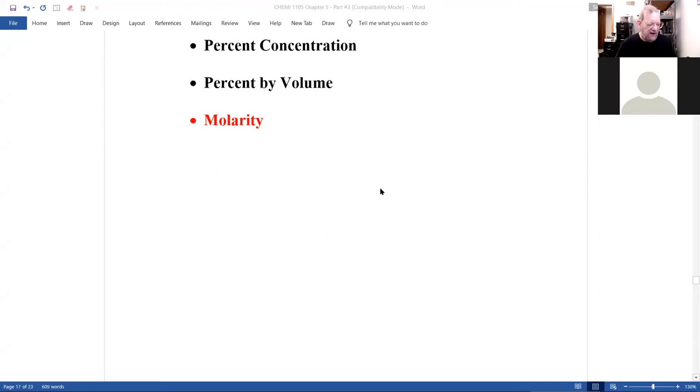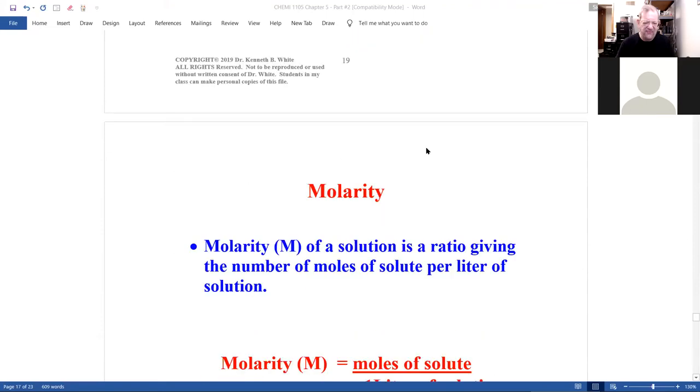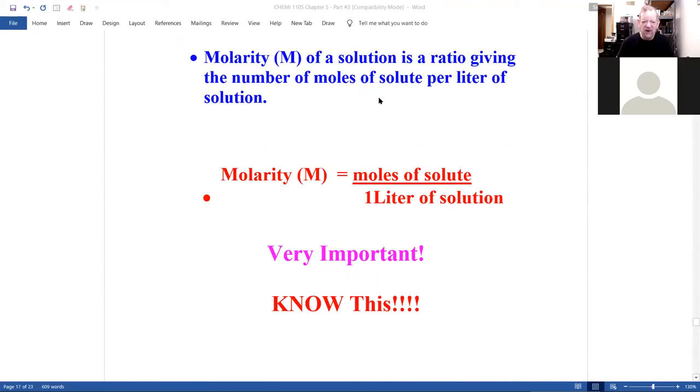what is molarity? Molarity is a way of describing what we call concentration, how much of a solute is in a solution. Remember, a solution has solvent, the chemical that's present in a solution in the greatest amount, and all other chemicals are called solutes. So what is this molarity? And molarity, which is abbreviated or shown by a capital M, is a ratio giving the number of moles of solute per liter of solution.